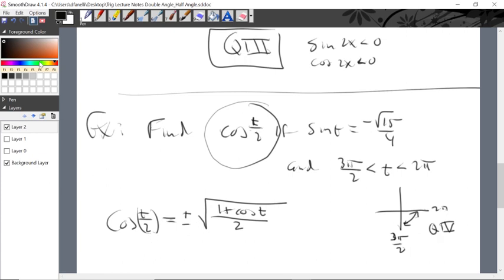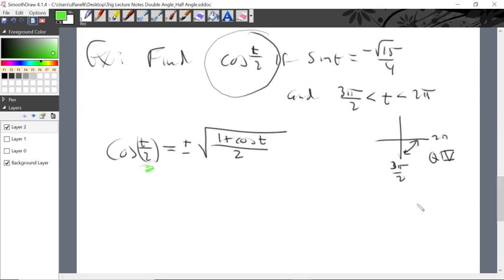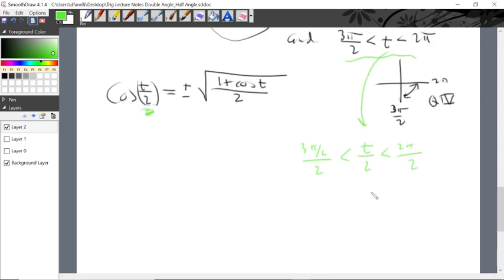What determines it is the quadrant of t over 2. In what quadrant is t over 2? Well, we take the original inequality and divide everything by 2. So we have 3 pi over 2 divided by 2 on one side, and 2 pi divided by 2 on the other side. That establishes that t over 2 is less than pi, but greater than 3 pi over 4. What quadrant is that?